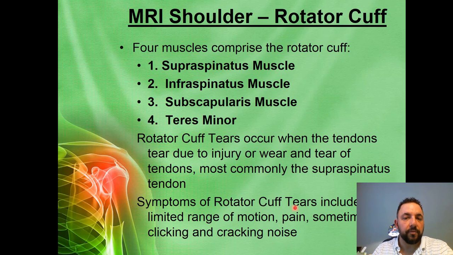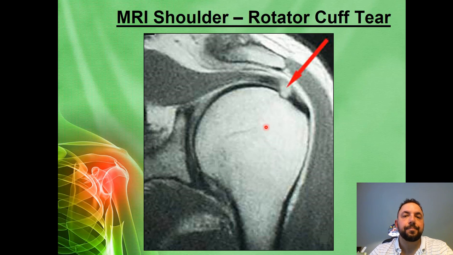Symptoms of a rotator cuff tear that you want to ask your patients before getting on: limited range of motion, pain, sometimes clicking and cracking inside the shoulder, but almost always there's going to be a limited range of motion. You may have pain right in the front, right in the top of the shoulder joint. Questions that you want to ask the patient for your radiologist to review.